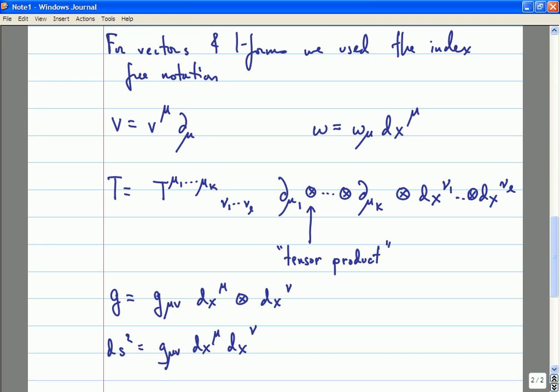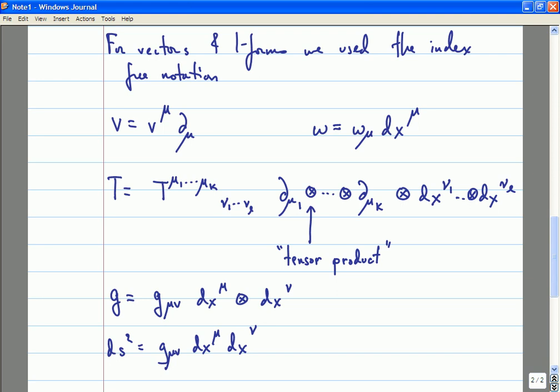You know, I suppose if you're an extremely abstract-minded person, then the index-free notation is elegant and enjoyable, but generally speaking, I don't think it's terribly illuminating. And so I won't use index-free notation in this course.